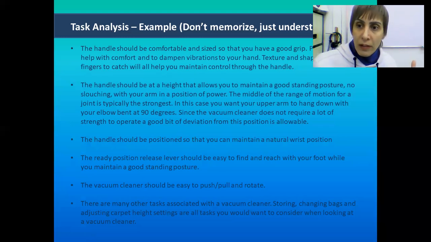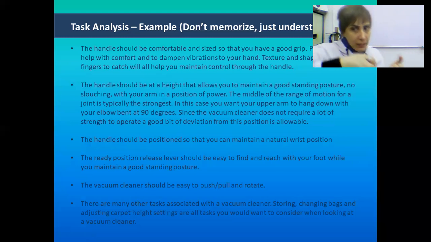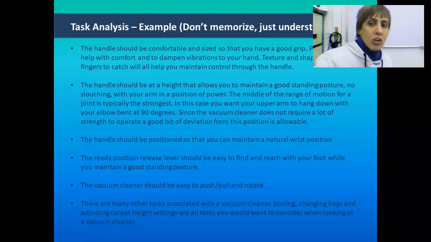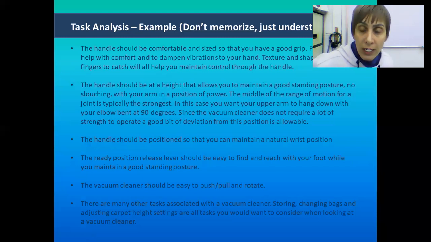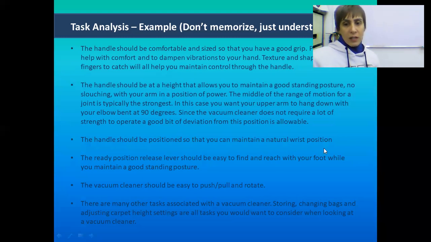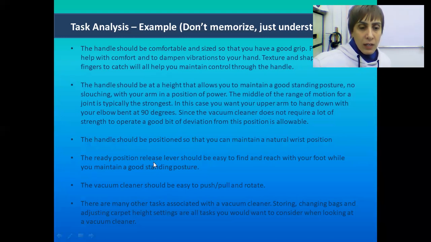So I have to keep my wrist while doing the work, the task, in a natural position. What can help me with that? The way that the handle is designed. This is a handle, okay? This is a handle where you grab with your hand. So the way the handle of the vacuum cleaner is designed should help me with keeping my wrist in a natural position while doing the task. A lot of things here. You can read them through to get a deeper understanding.